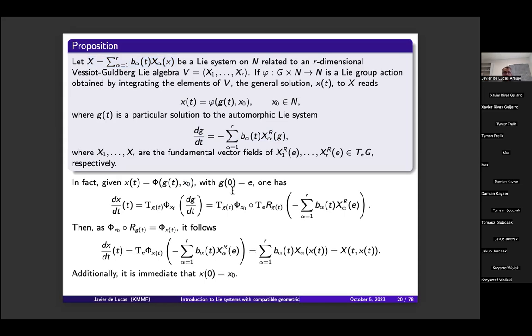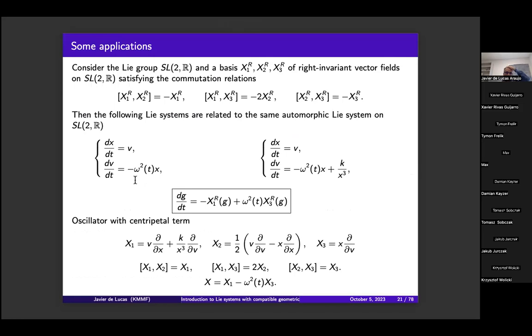Theoretically, it's also important because, well, physicists love solving differential equations, but it can happen, indeed it happened, that they solved different differential equations. They were Lie systems and they were related to the same automorphic Lie system. So what I did while being a PhD was prove that the results for different differential equations were related to the same automorphic Lie system and they could all be solved together. For instance, something like this, okay? This is one I think I did while being a PhD. I studied different differential equations.